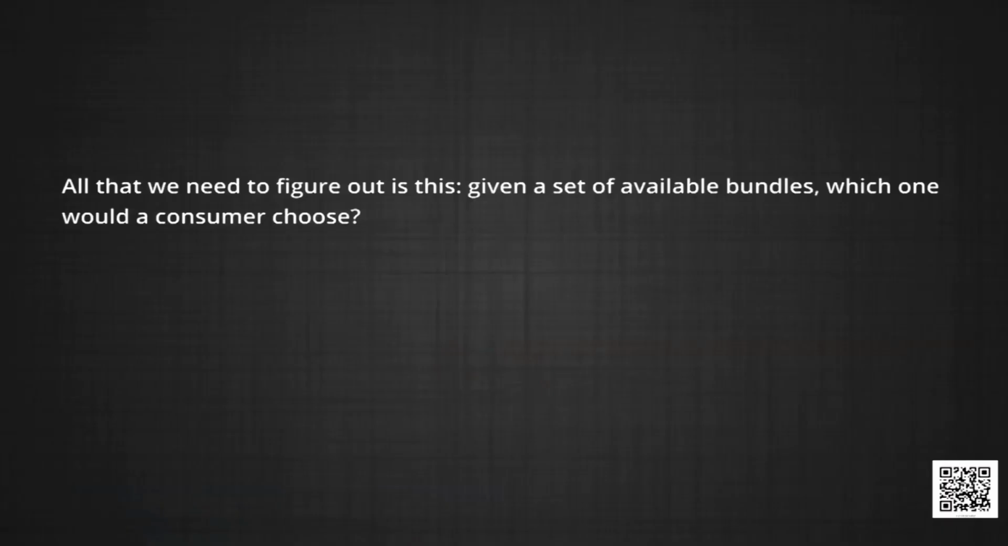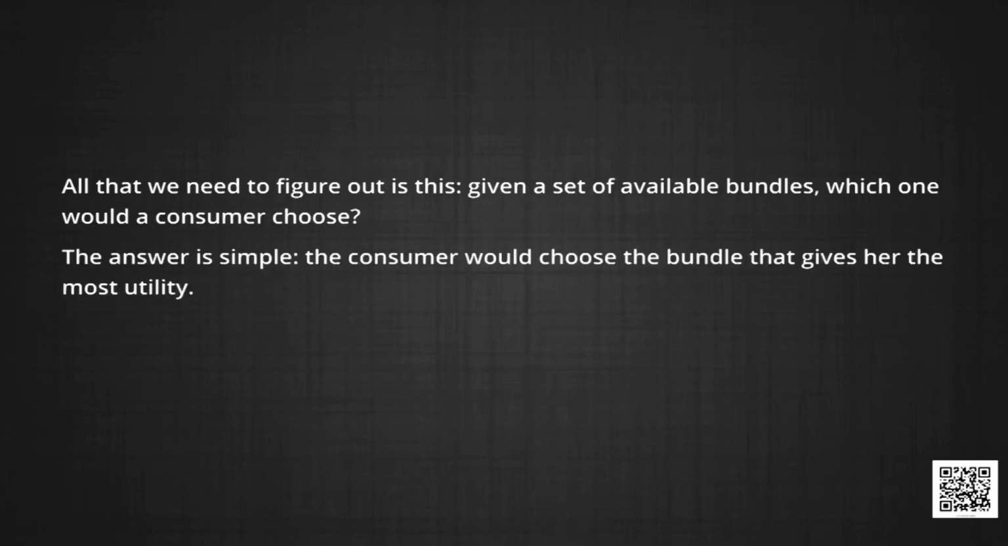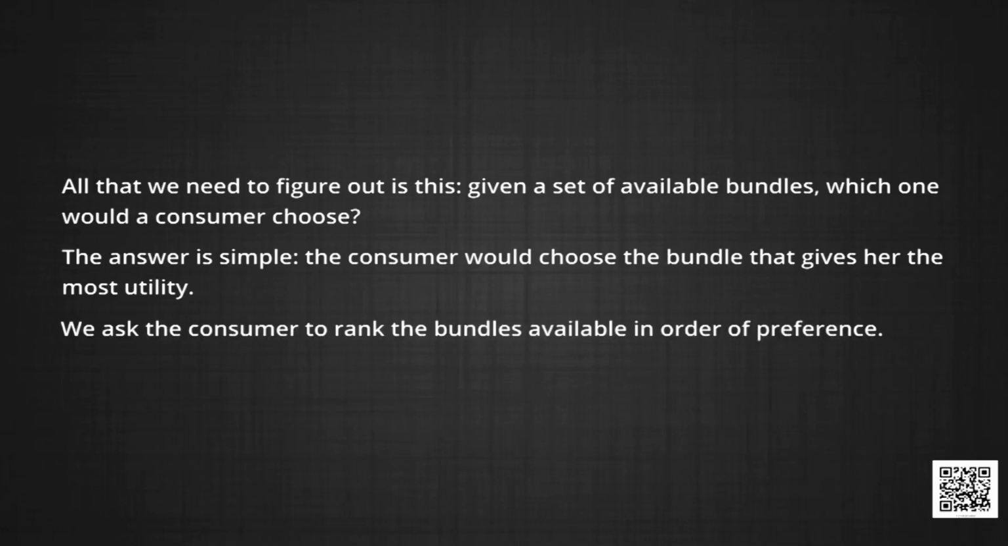All that we need to figure out is this: given a set of available bundles, which one would a consumer choose? And the answer is simple. The consumer will choose the bundle that gives her the maximum utility. How do we know which bundle gives the consumer the most utility? We ask the consumer to rank all the available bundles in order of preference.